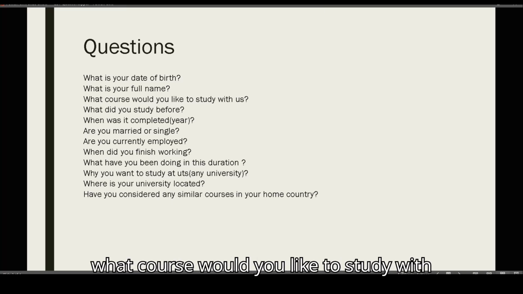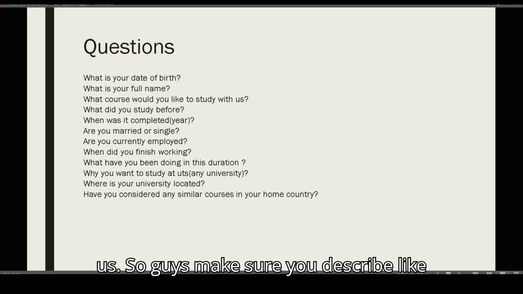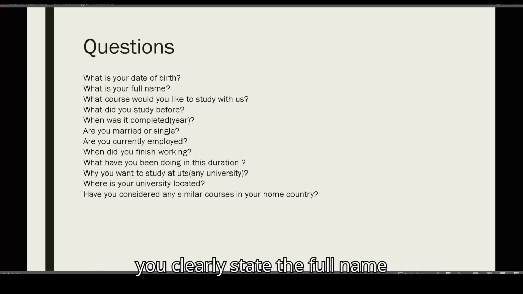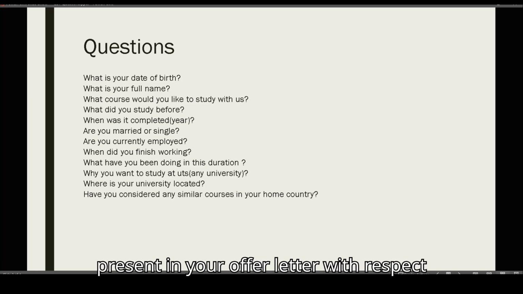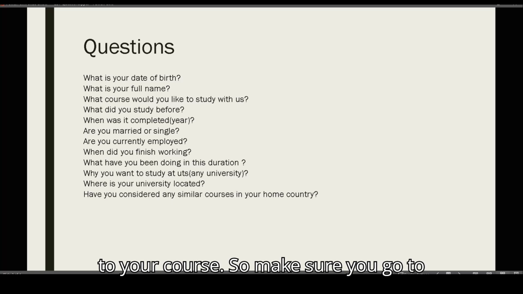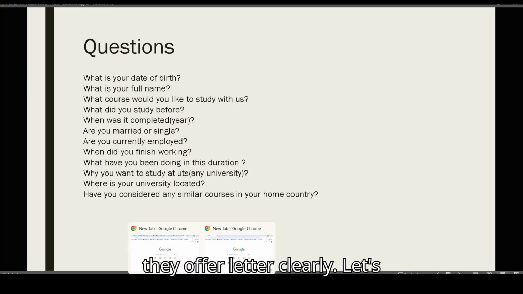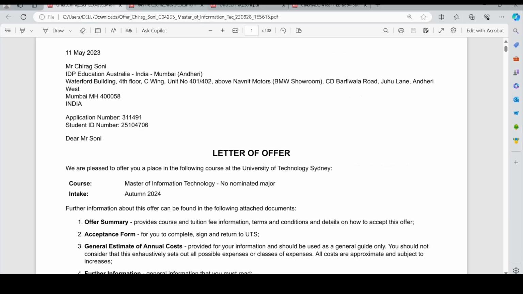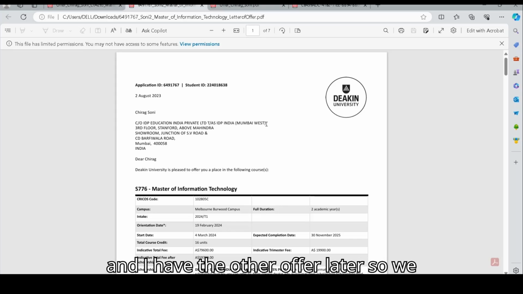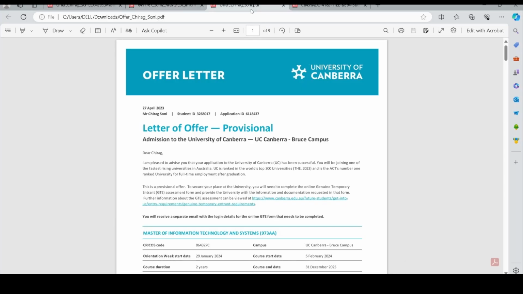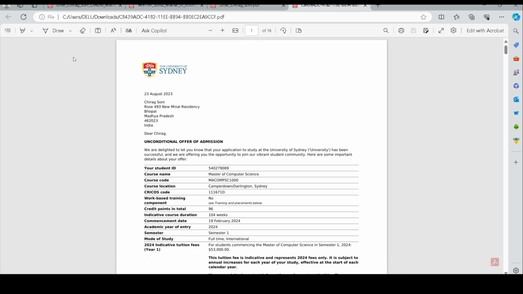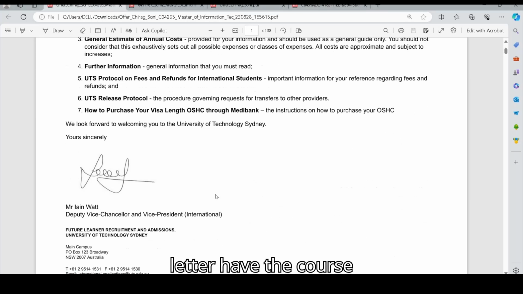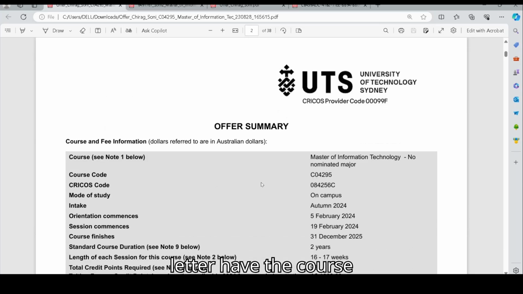What course would you like to study with us? Make sure you clearly state the full name of your course. All this detail is usually present in your offer letter with respect to your course, so make sure you go to the offer letter. I have an offer letter with me from the University of Sydney, and a few other offer letters, so we can have an idea: Deakin University, Canberra, and University of Sydney. As you can see, every offer letter has the course over here.